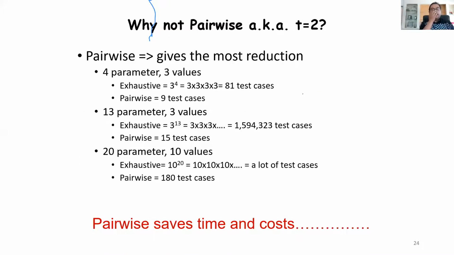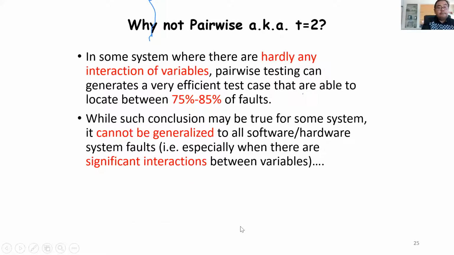Now, when you do t equal to 2, sometimes called pairwise testing, you can have a better set of tests. For example, 10 to the power 20, when you do pairwise, is about 180 test cases. When you have 3 to the power 13, 1.5 million test cases, you get only 15 test cases. Okay, 2 to the power 81, you get 9 test cases. So yes, pairwise testing saves time and cost.